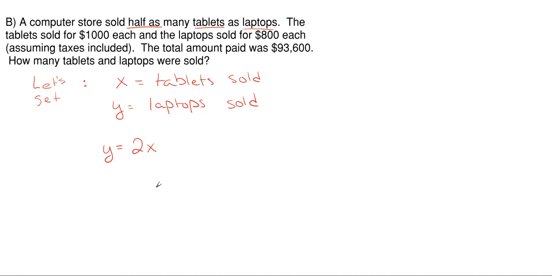So it says the tablets sold for $1,000 each and laptops sold for $800 each. And then we're given the total amount sold. Well, let's set up some new variables here because we have some new information. So let's set W equal to the amount of tablets paid. And let's set Z to the amount of laptops paid.